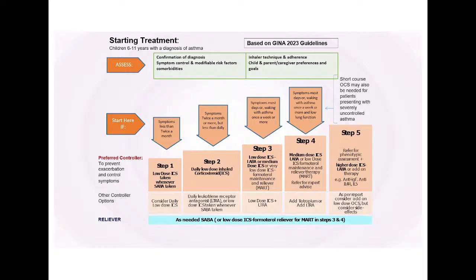So step 5, if the symptoms are still uncontrolled, then we have to look for phenotypic assessment plus higher dose inhaled corticosteroid plus LABA or add-on therapy. So for higher dose we can increase the inhaled corticosteroid more, or you can use the add-on therapy. Now we can use biologicals, anti-IgE, that is called omalizumab, or anti-interleukin 4 receptor or anti-interleukin 5, like dupilumab and omalizumab. This drug we can consider at step 5 if it is not controlled with the help of step 4 drugs. And the reliever is always the same, low dose inhaled corticosteroid plus formoterol.